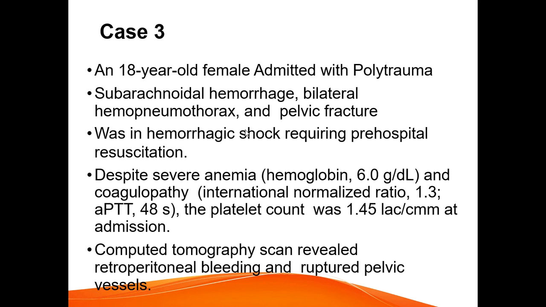Now this is an 18-year-old female, had a fall, admitted with polytrauma. There is a subarachnoid hemorrhage, bilateral hemopneumothorax and pelvic fracture. Patient was in hemorrhagic shock. So during the transport, patient received fluid resuscitation. On admission, hemoglobin was 6. There was a coagulopathy with INR of 1.3, PTT 48, platelet counts were coming down, 1.45, and the CT showed a retroperitoneal bleeding and ruptured pelvic vessel. So what will you do?